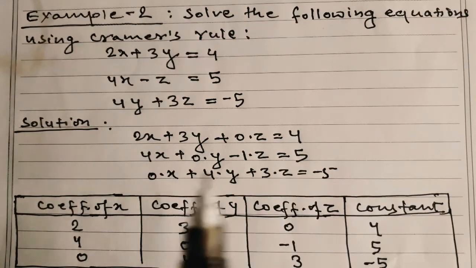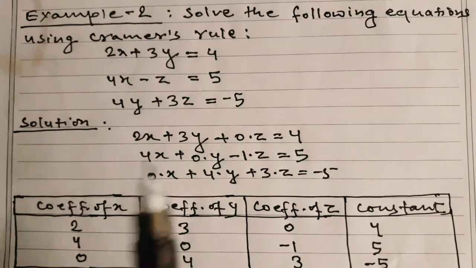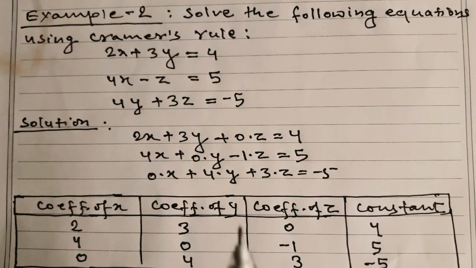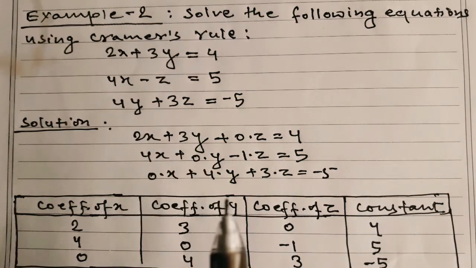So now we have got 3 equations. Now the first step of Cramer's rule is listing the coefficient of x, the coefficient of y, the coefficient of z and the constant, because in the given equations we have variable x, variable y, variable z and a constant.